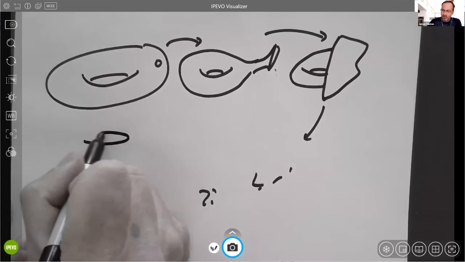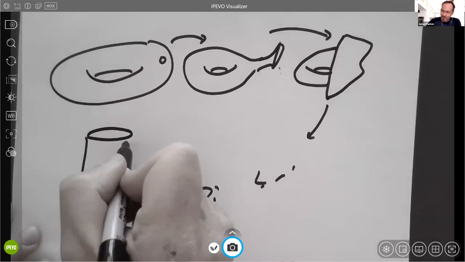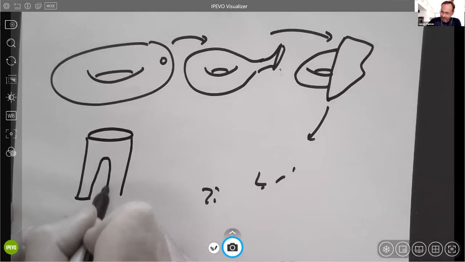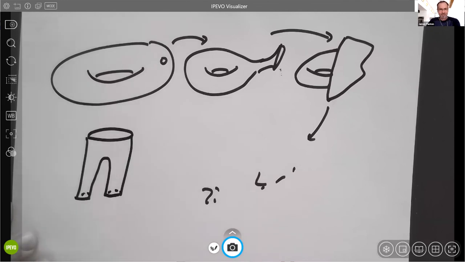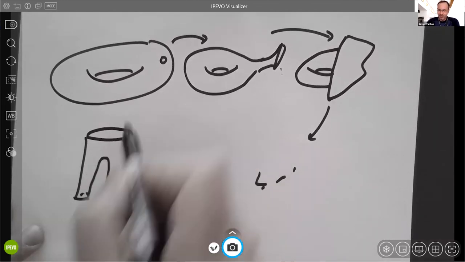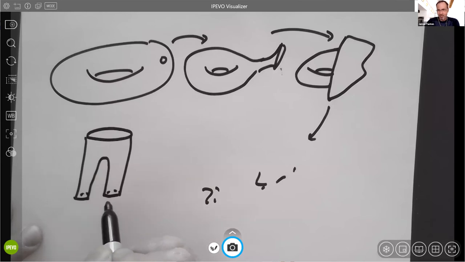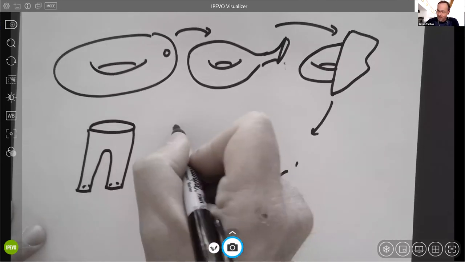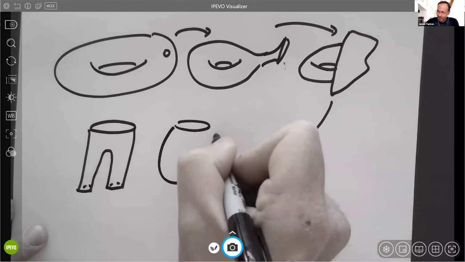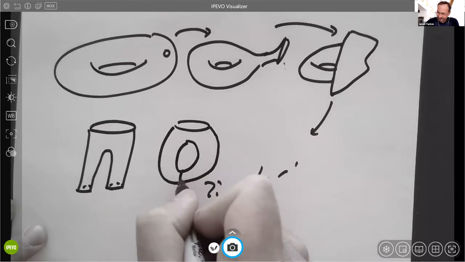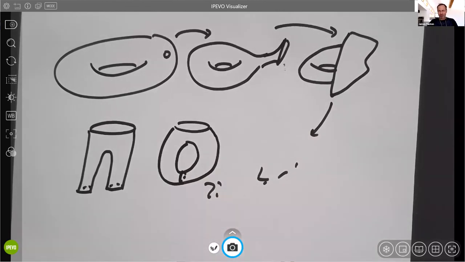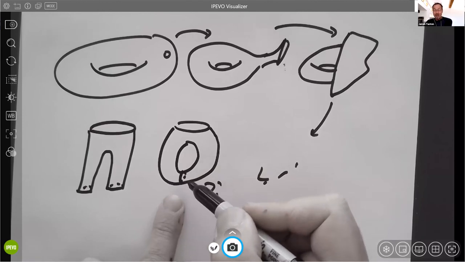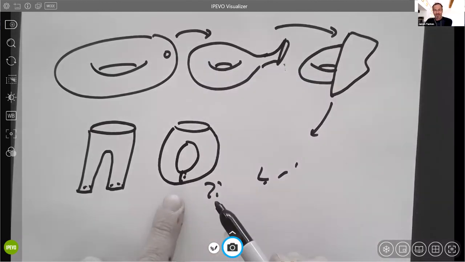Take an old pair of trousers. Here's a pair of trousers you don't care about. Then you've got this waist opening here and you've got these two leg openings here. Get out a sewing kit and sew those two leg openings together. You see what I'm trying to draw there? That's the two leg openings together. You now have a donut with a hole in it.